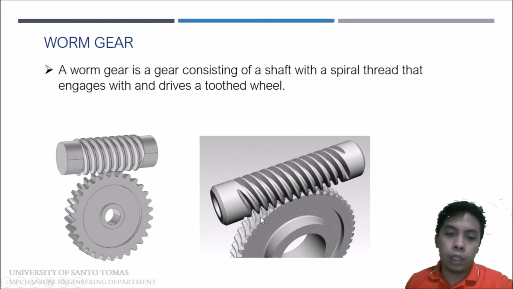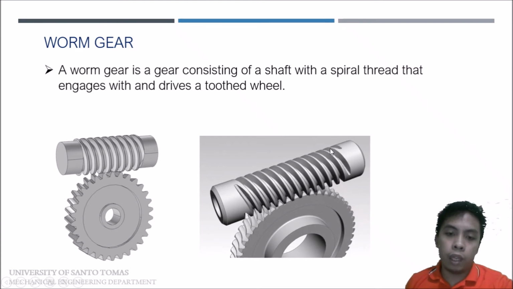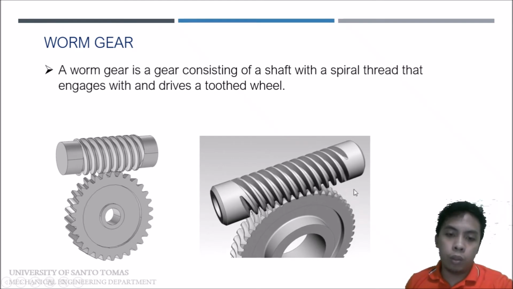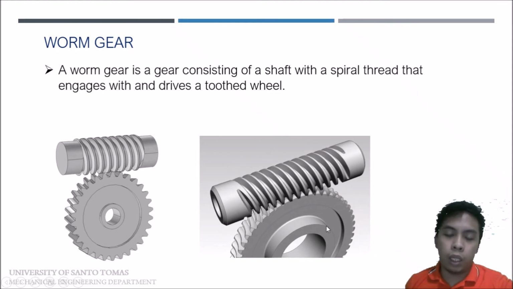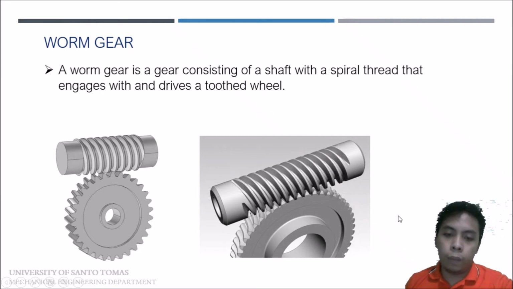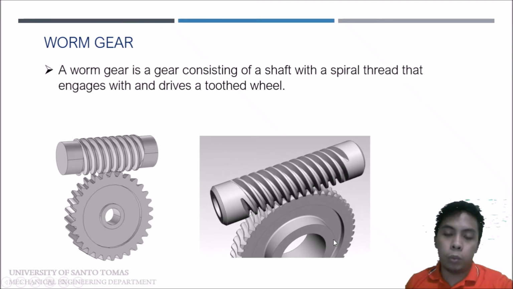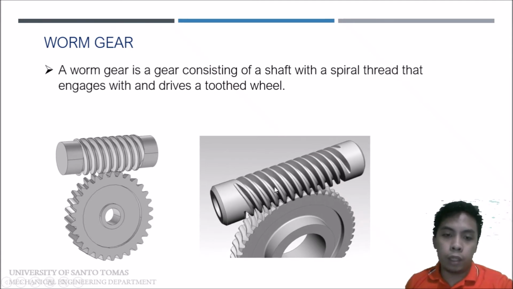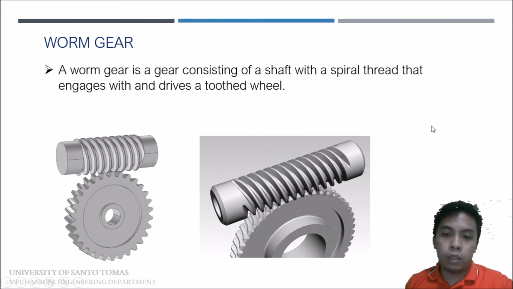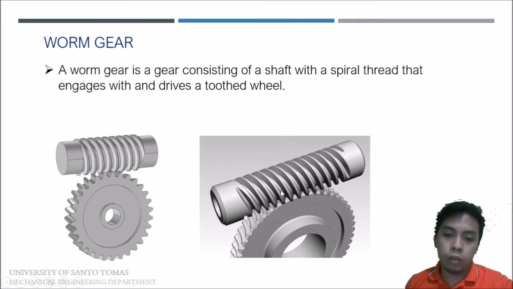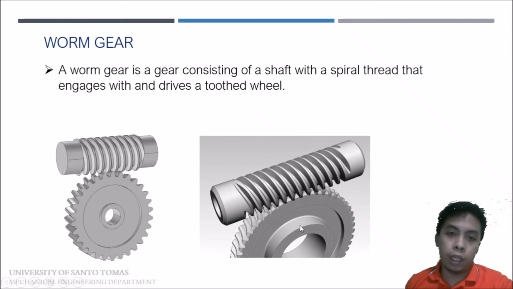So itong shaft natin with spiral thread, siya yung usually driving gear natin. And the driven gear natin is itong cylindrical gear natin. Pero may mga ibang application wherein nagkakabaligtad sila, wherein the cylindrical gear ang pinaka-pinion natin, then ang output motion natin will become this shaft natin. The axis of rotation of this shaft is perpendicular with the axis of this cylindrical toothed wheel.